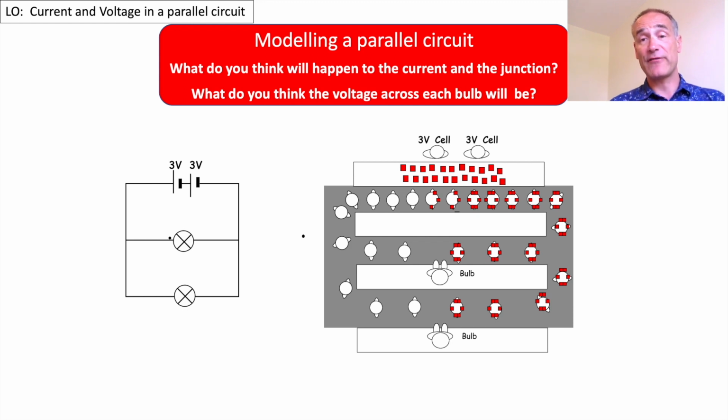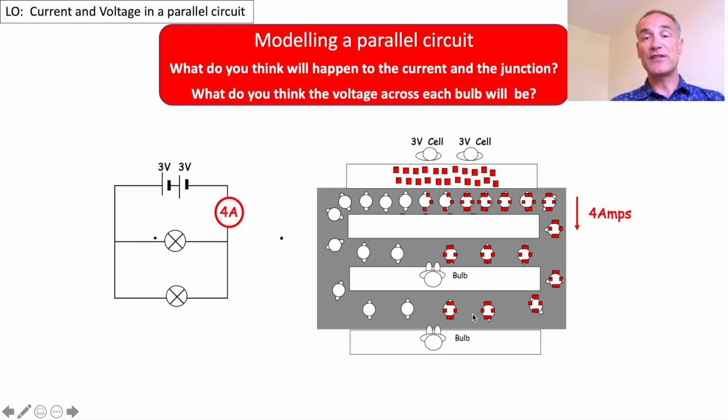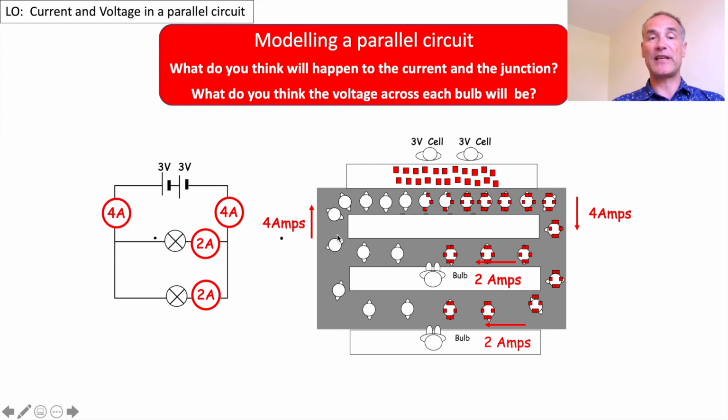So firstly, the current. Well, when the student gets to here, the charge can't go both ways. So some will go one way, and some will go the other. And because the bulbs are identical, then half will go one way and half will go the other. So suppose we had 4 amps flowing here. Here would have 2 amps flowing, and here would have 2 amps flowing. And of course, as the students go around here, they're going to join up again. So we'll get 4 amps flowing here, the same as we had flowing out.